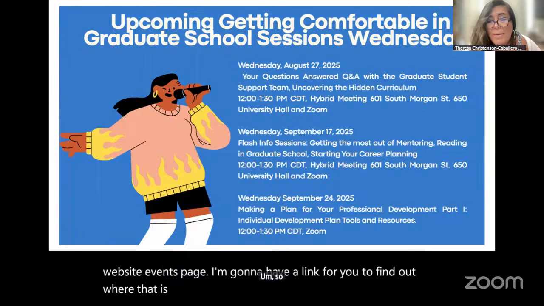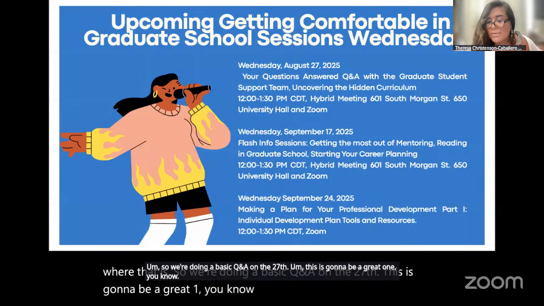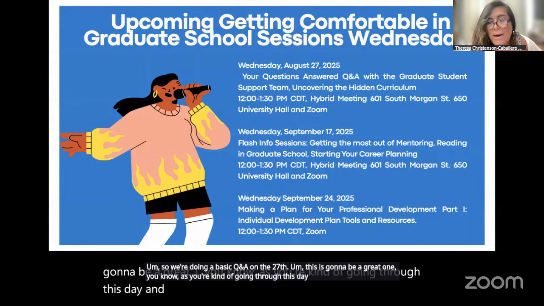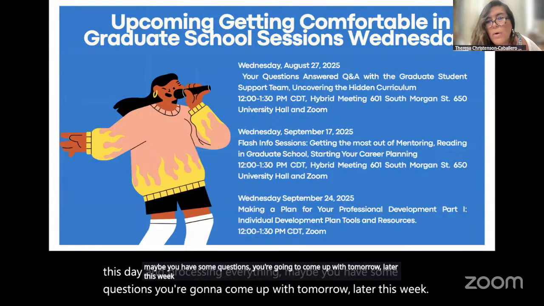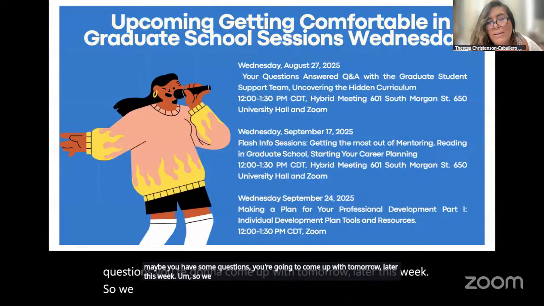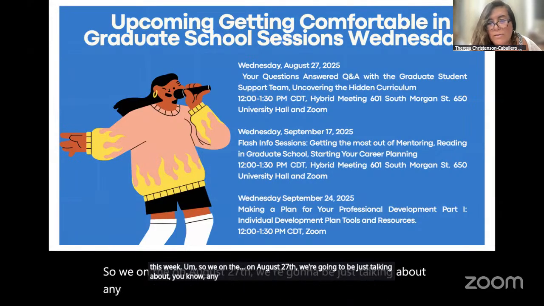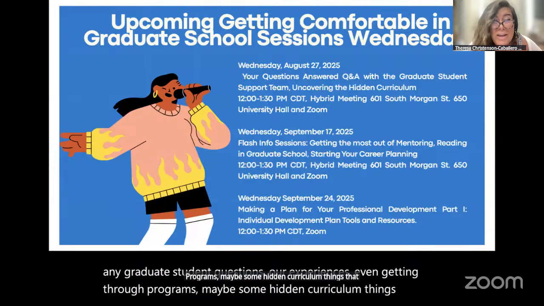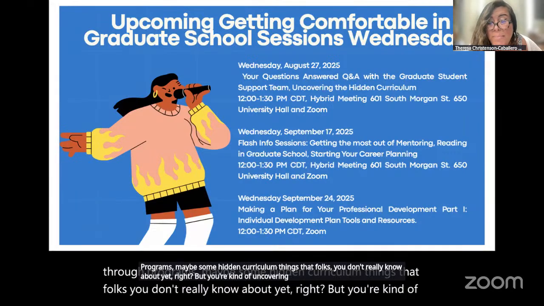So we're doing a basic Q&A on the 27th. This is going to be a great one. As you're going through this day and processing everything, maybe you have some questions you're going to come up with tomorrow, later this week. So on August 27th, we're going to be talking about any graduate student questions, our experiences getting through programs, maybe some hidden curriculum things that you don't really know about yet, right, but you're kind of uncovering and learning about.